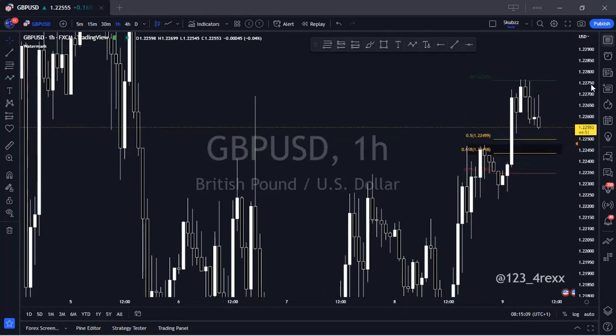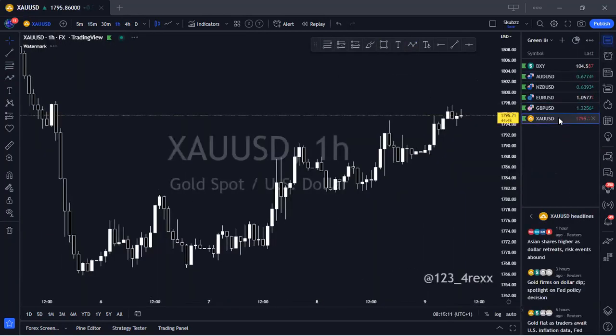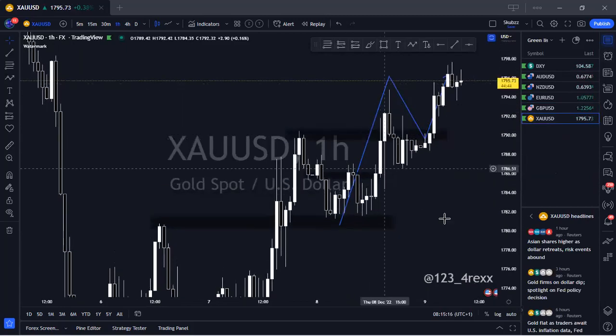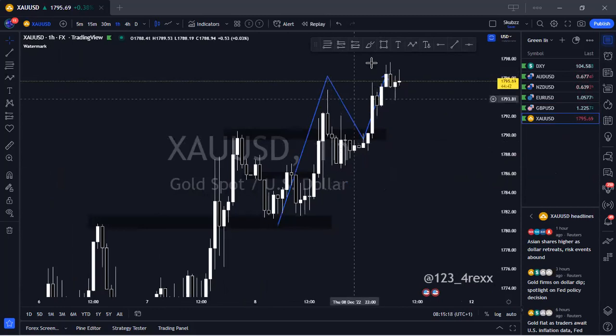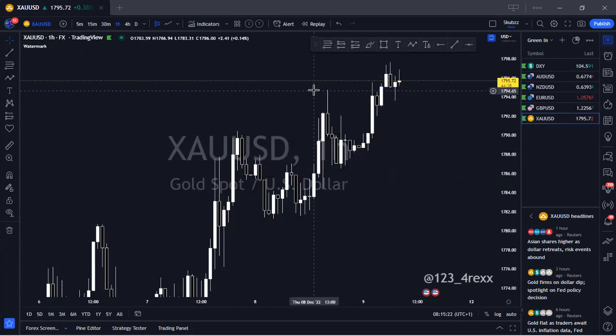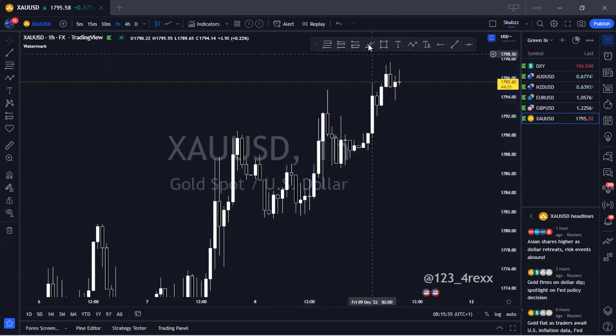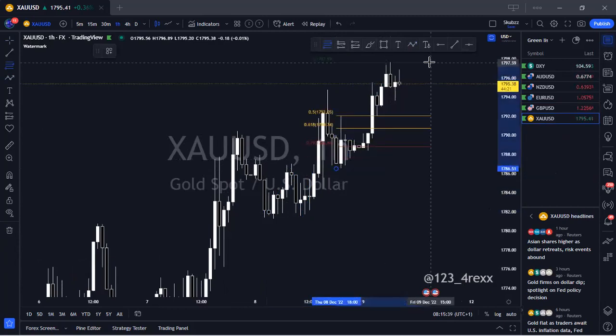Now, gold. Let's see gold. Gold too is the same thing as GBP USD. Let me clear all of this. So we had some sort of double bottom here. We retested it, and then we pushed up. So now that we're up here, we have a new range, from here to here.